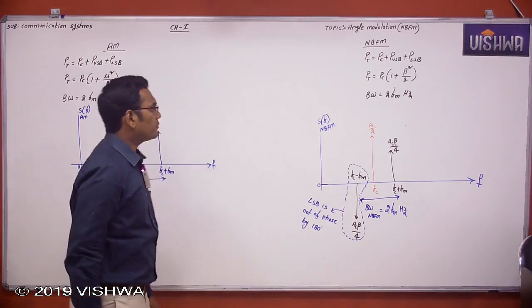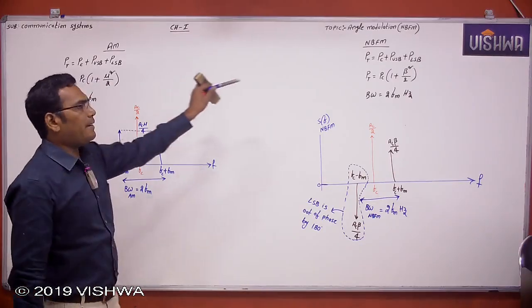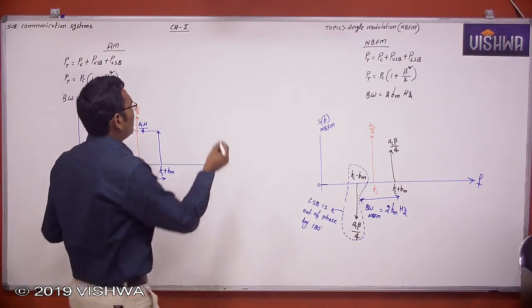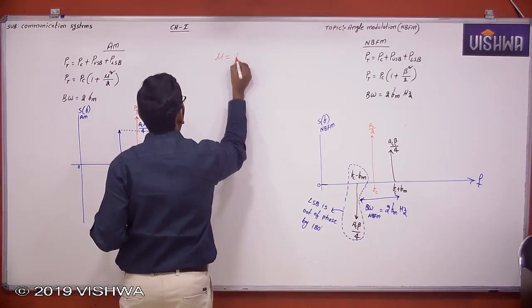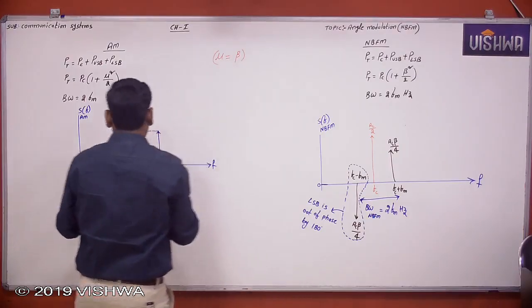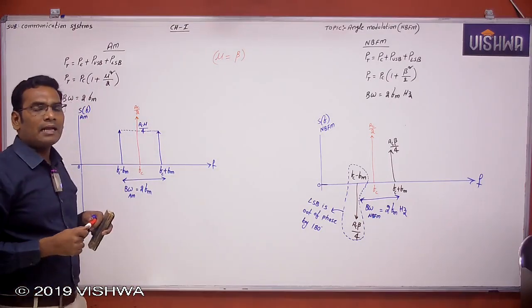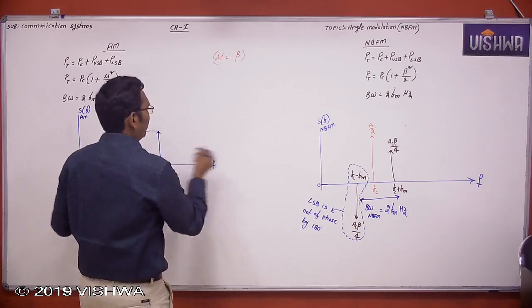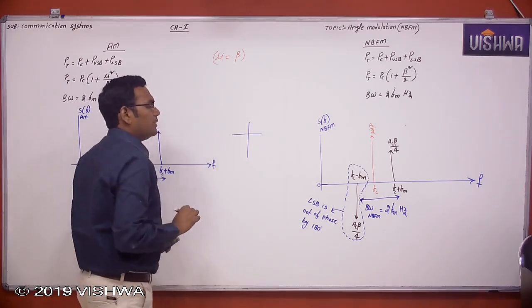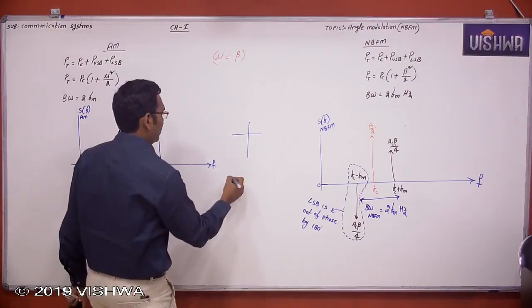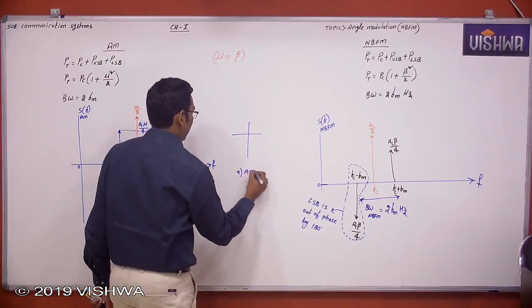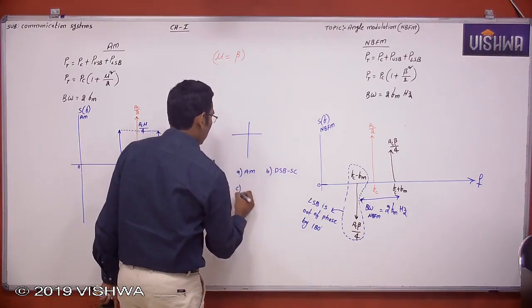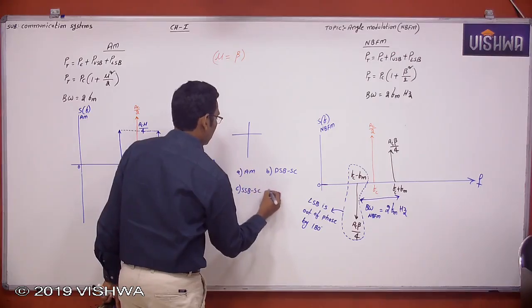Now see here, a small objective question. AM and narrowband FM signals have the same modulation index, which is mu equal to beta. They are added to each other. Then the resultant signal is, options I am writing here: A, AM; B, DSBSC; C, SSBSC; D, none.